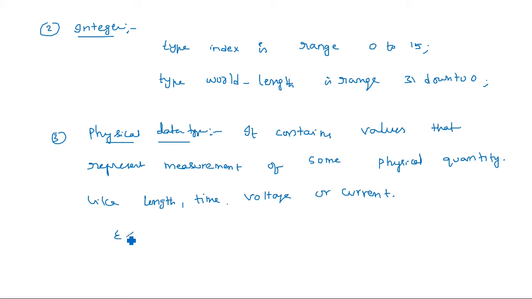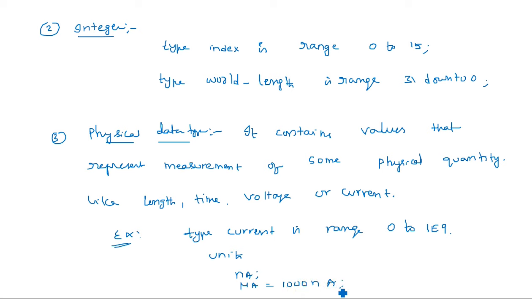And how is it represented? For example, type current is range 0 to 1E9, units nanoampere, and microampere equal to 1000 nanoamperes, milliampere equal to 1000 microamperes, and ampere equal to 1000 milliamperes, end units. Such type of operations come under the physical type.